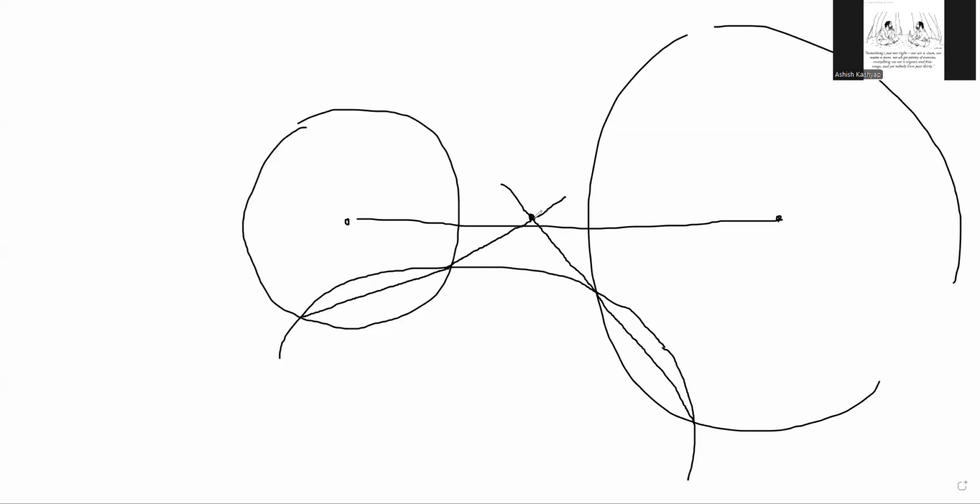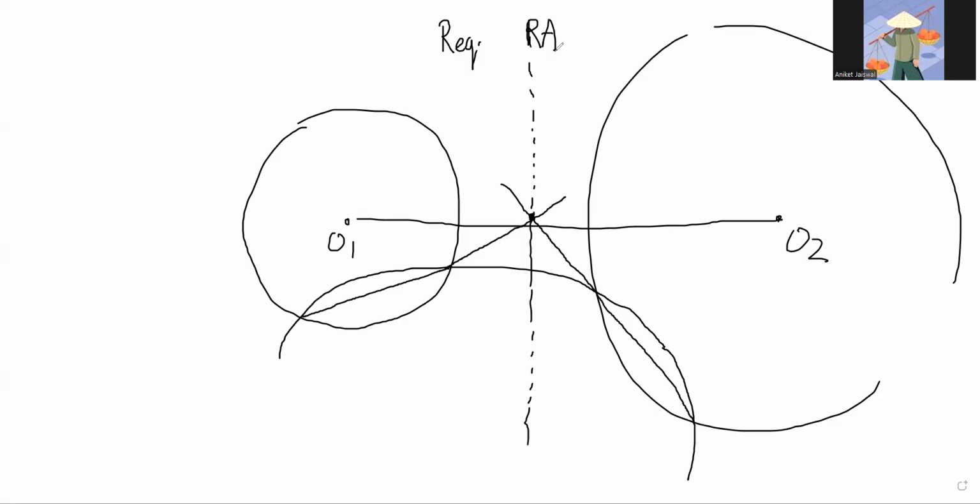तो यहाँ पे एक पॉइंट मिल गया जो radical center है. Through this point, draw a line perpendicular to this O1, O2. Then it's the radical axis. That is your required radical axis for O1 and O2. So that is all you need for radical axis, radical center. More than this is not required.